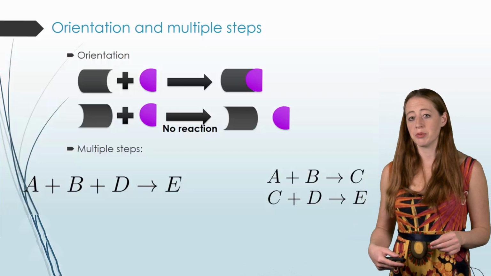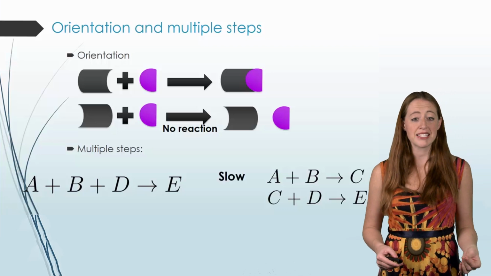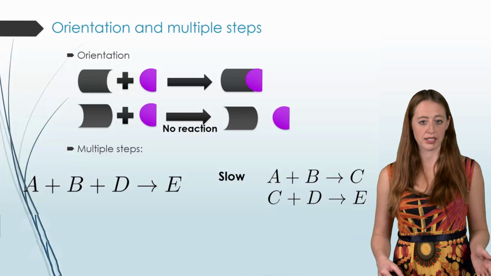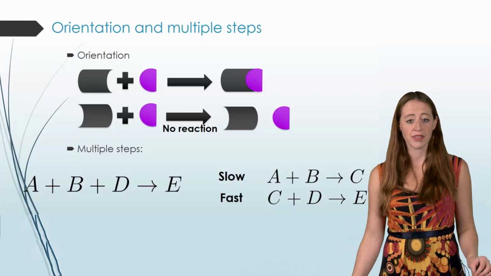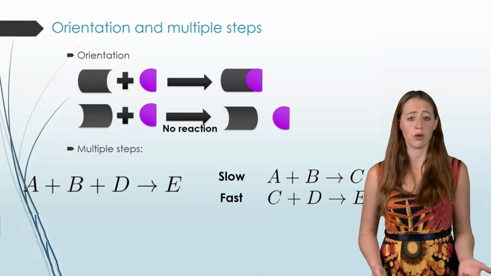When we're looking at these multiple step reactions, oftentimes they aren't the same speed. Maybe step one is really, really slow. A and B just don't really want to react for whatever reason. But once they do, the second reaction is really fast. That's going to change how our rate law acts. And let's think about why.